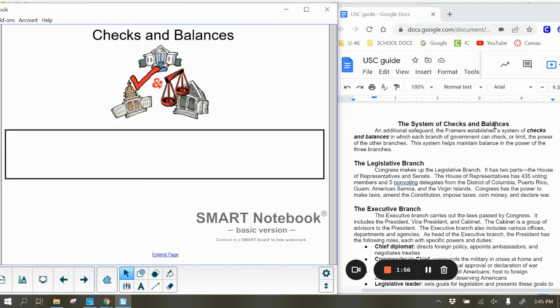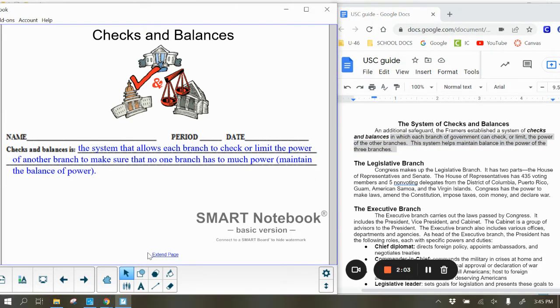So checks and balances, it tells us right here, is a system that allows each branch to check or limit the power of another branch to make sure that no one branch has too much power. This is to maintain the balance of power. So we have learned a little bit about checks and balances before, basically just the definition. And today we are going to go over exactly how that works with specific examples from the legislative branch, the executive branch, and the judicial branch.